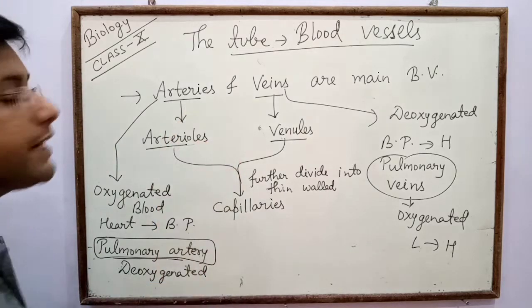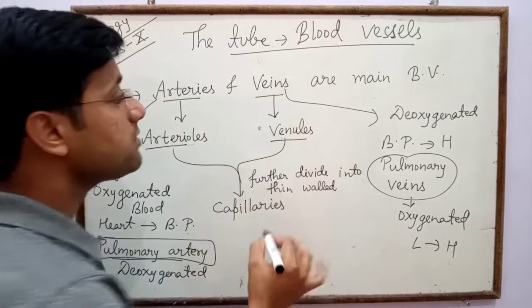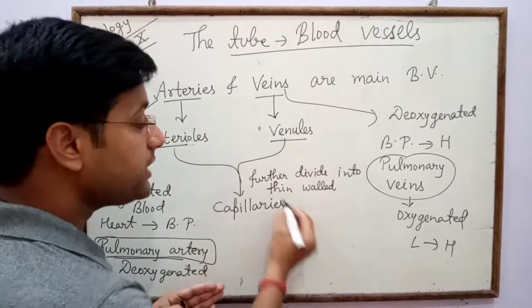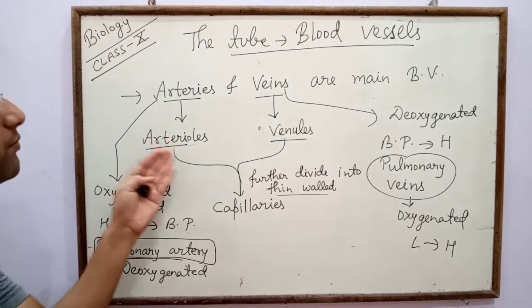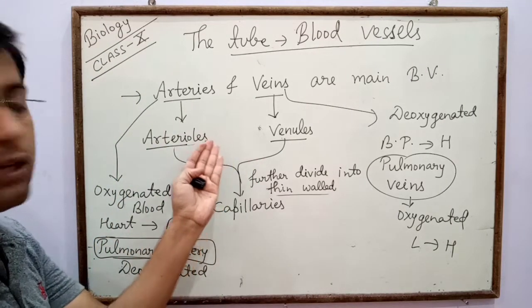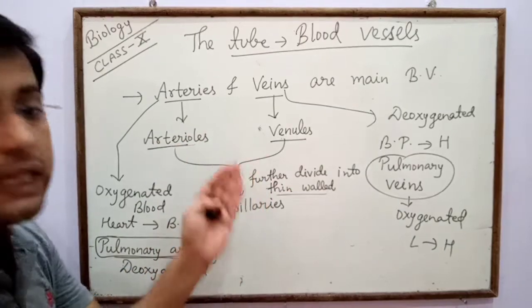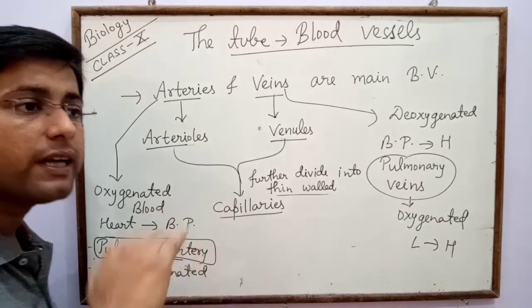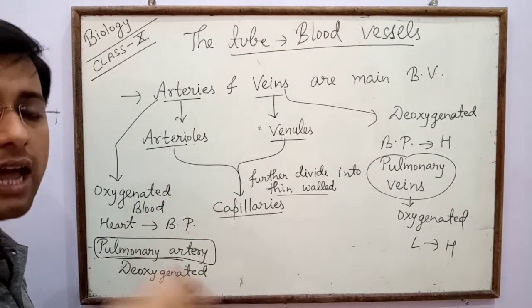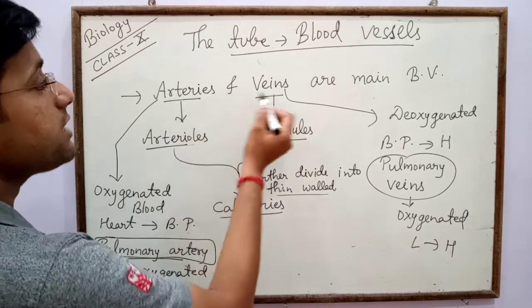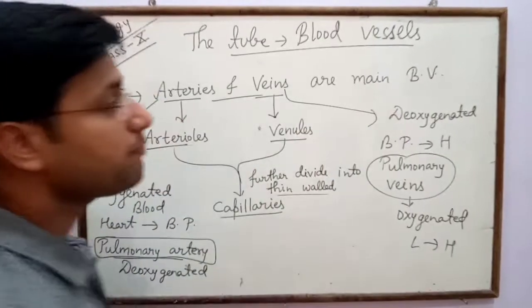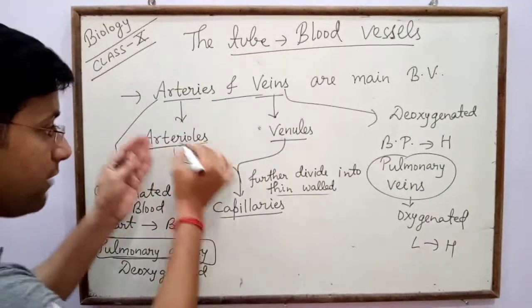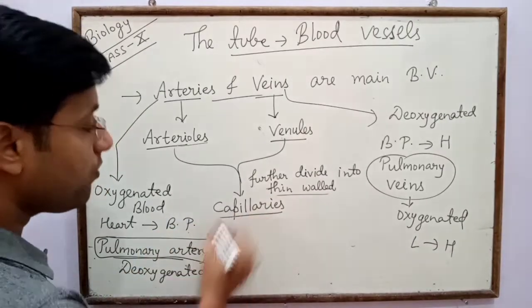Arteries divide into arterioles in our body, while veins divide into venules, and both are further divided into thin-walled vessels. Arterioles and venules further divide into thin-walled capillaries. So capillaries are responsible for transportation of blood into muscles and tissues. So arteries and veins both form the blood vessels. Arteries divide into arterioles, veins divide into venules, and both further divide into thin-walled capillaries.